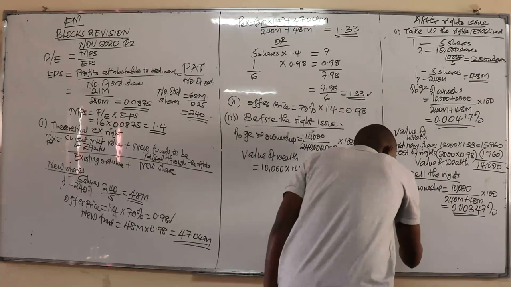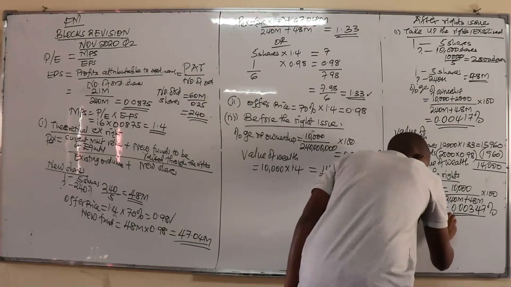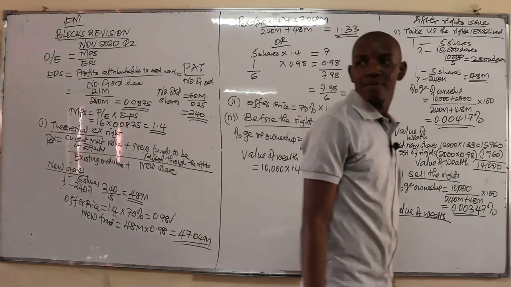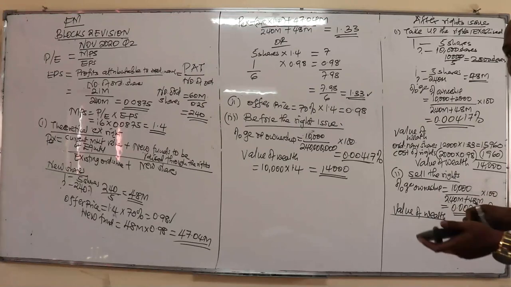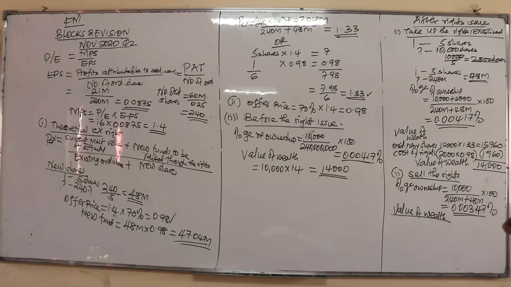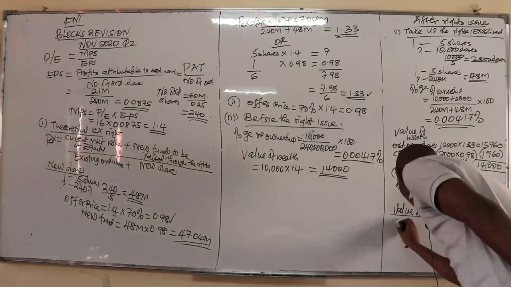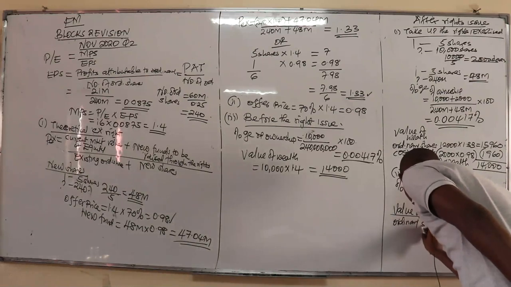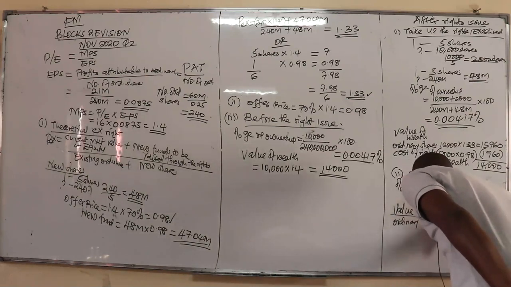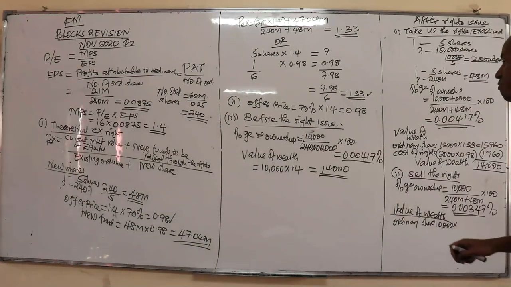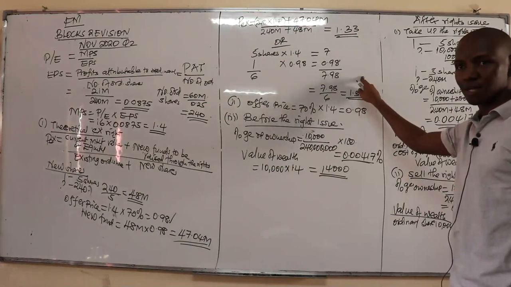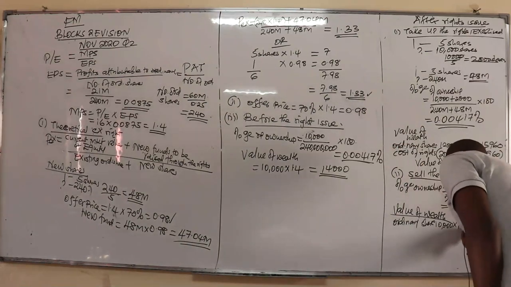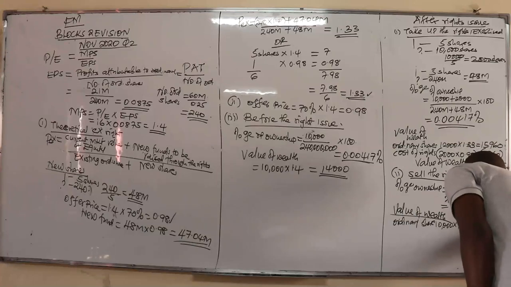Now we can get the value of wealth. The value of wealth in this case, if he decides to sell all the rights, it will be, he is having ordinary shares, how many does he have? He has 10,000. But now they are being sold at what value? The price after the rights issue, we said, is the ex-rights market price per share, which is 1.33, which in that case it will give you 13,300.